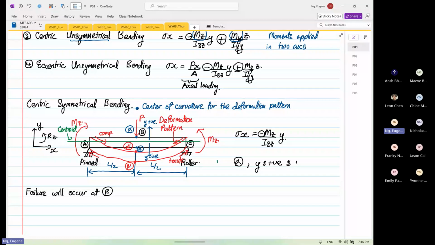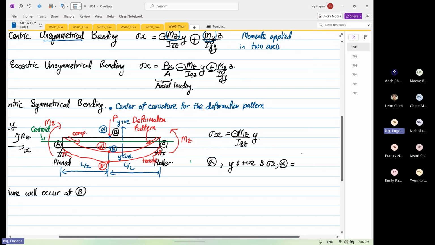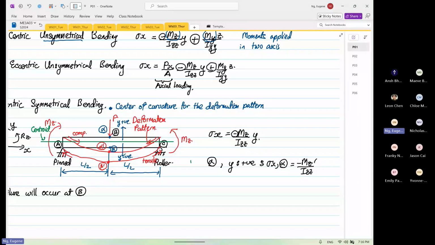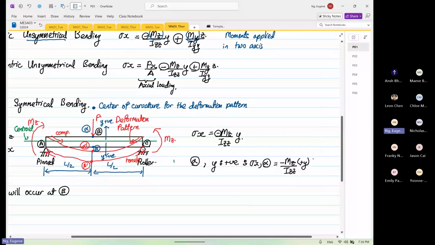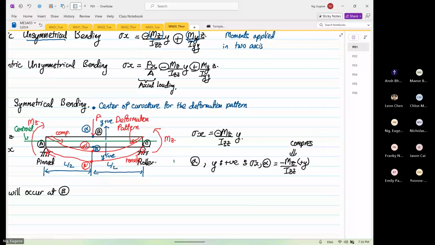Here, we know that stress X at point alpha, if we apply the formula, is equal to minus Mz over Izz multiplied by positive y. So when you multiply all this, at point alpha, stress X, we know that this will be under what? Compression. And visually, when we see it, yes, alpha is compression. In this case where I wrote down alpha, y is positive. That is when we apply the formula.